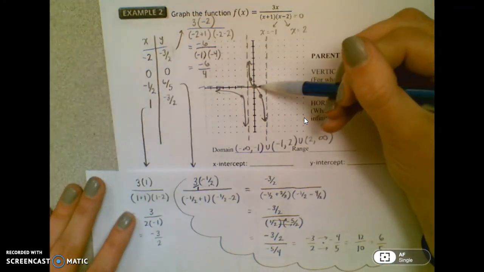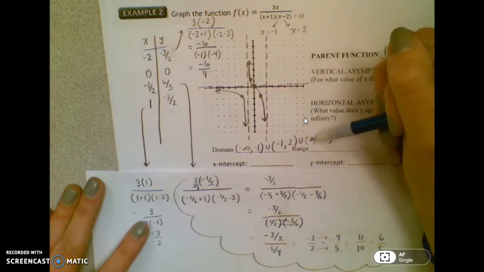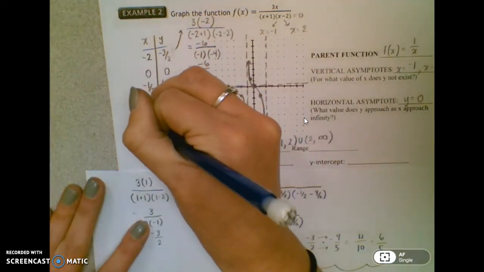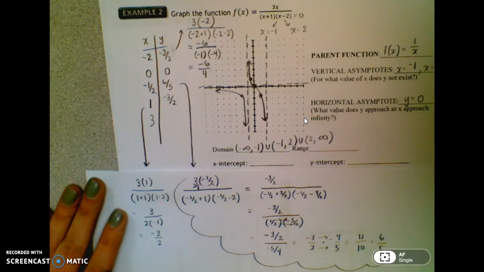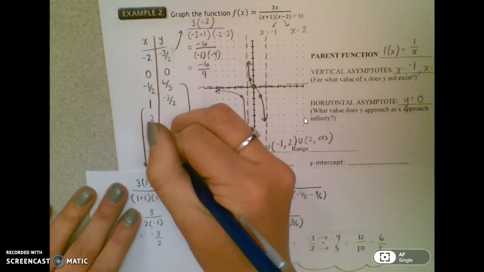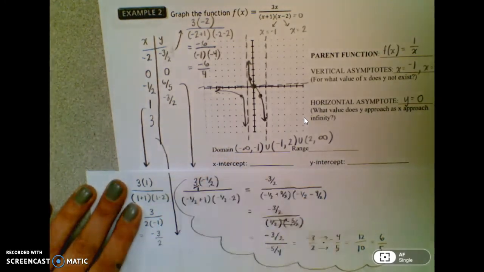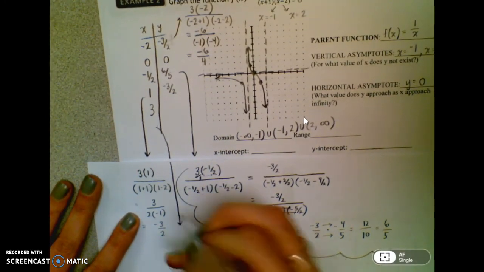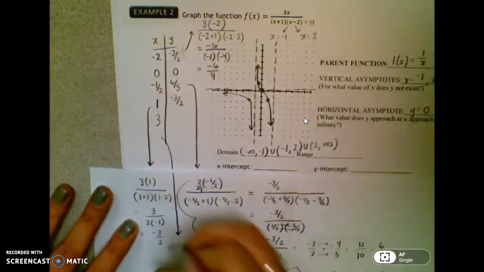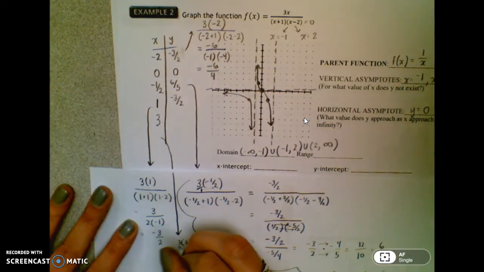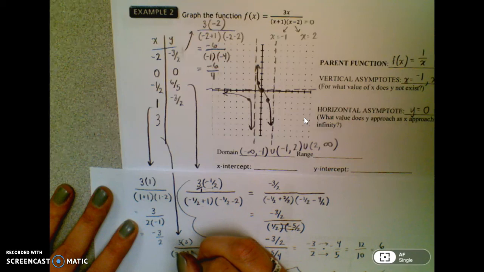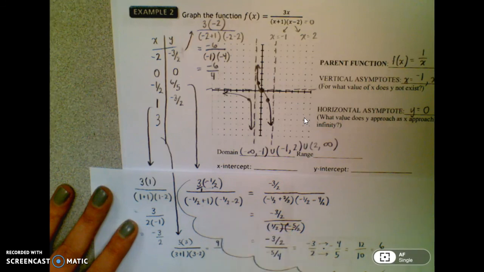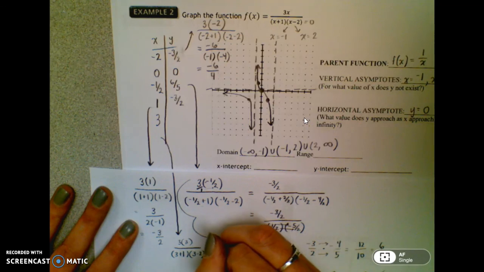Lastly, I have to test a point in the third interval of my domain, from 2 to infinity. I'm going to test 3. Use my last piece of scratch paper here to test 3. Again, I'm inputting into the original function, 3 times 3 over 3 plus 1 times 3 minus 2, which simplifies to 9 over 4 times 1, so 9/4.